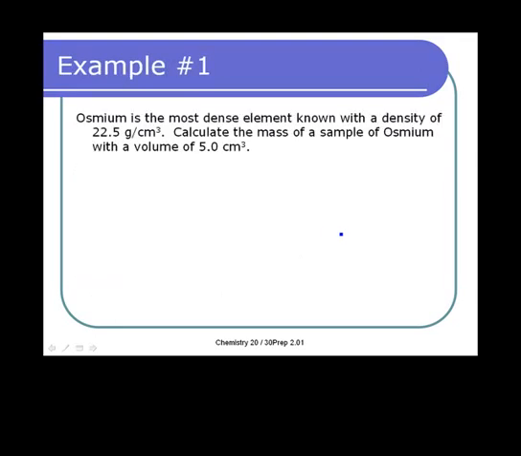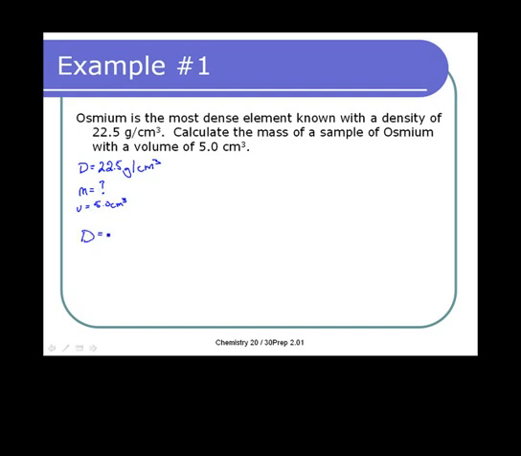Here is an example of how one of these calculations would look. Osmium is the most dense element known, with a density of 22.5 grams per centimeter cubed. So I'm just going to write that down. We have a density equal to 22.5 grams per centimeter cubed, and we want to find the mass. Since it's asking me to find the mass, I'm going to write down a little m with a question mark. Find the mass of a sample of osmium with a volume of 5 cubic centimeters. So now I also have a volume, and it's 5.0 centimeters cubed. And so now I have all the information from the question.